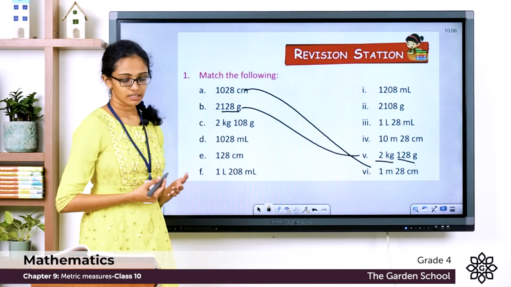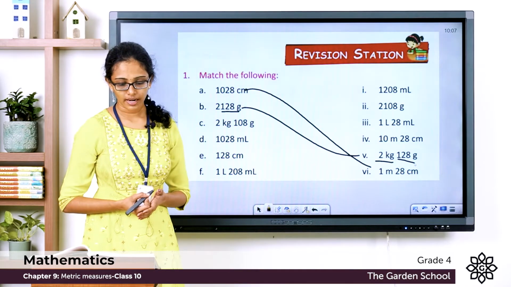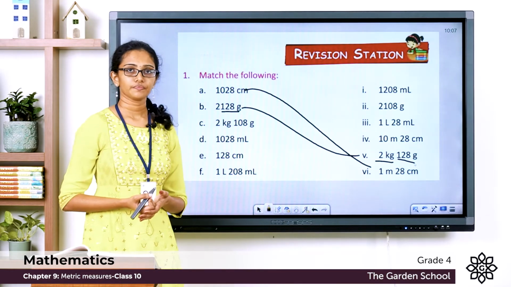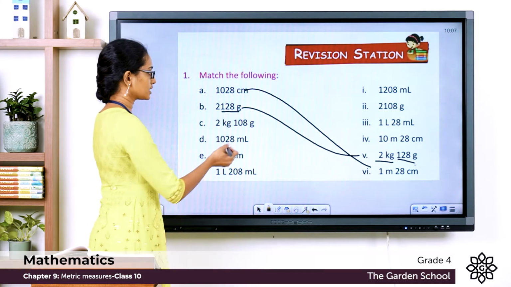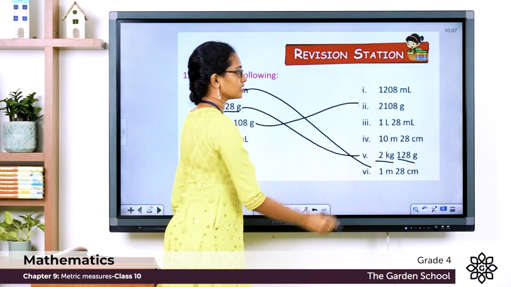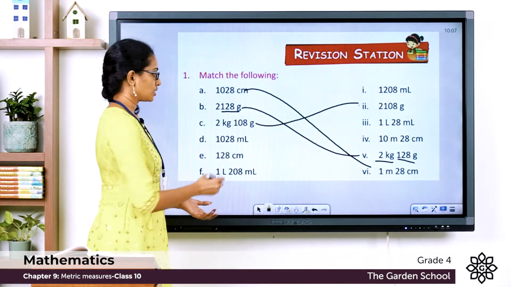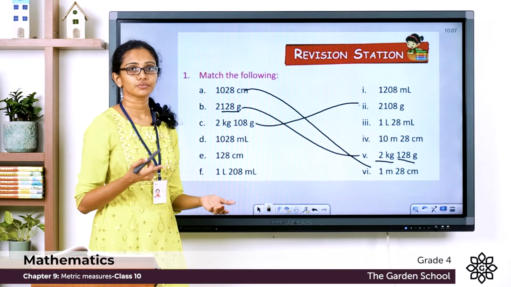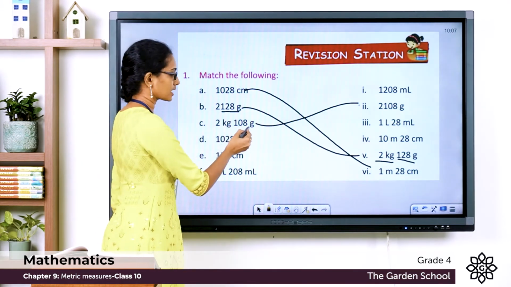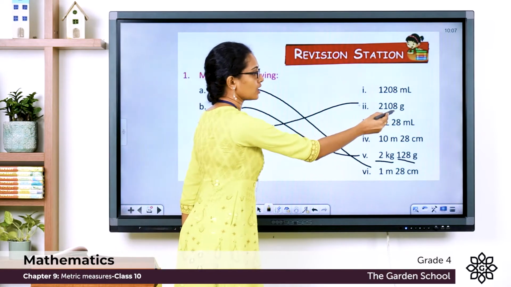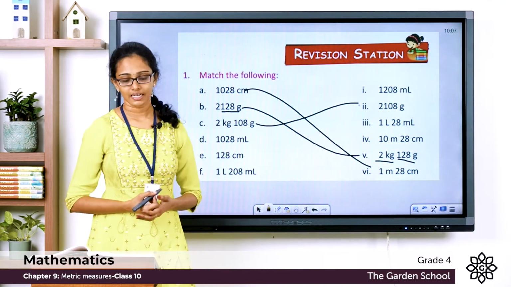Now the second one, the question says 2 kilogram 108 gram. So which is the correct match for it? This is equal to 2108 grams. We know 2 kilogram is equal to 2000 gram plus this 108 gram. That equals a total of 2108 grams.